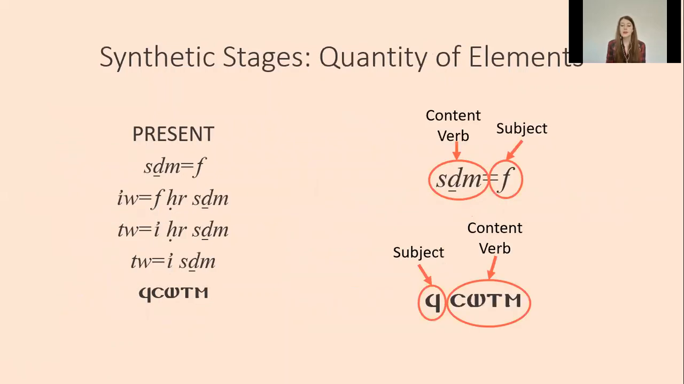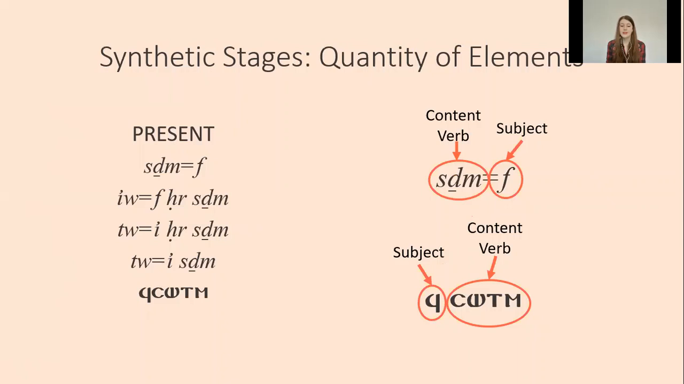Another way in which we can compare synthetic forms is through the quantity of the elements that they contain. So the more elements a form contains, the more analytic it is, and the fewer elements it contains, the more synthetic it is. Of the 17 verbal constructions that I've looked at, only 2 contain the same number of elements in their 2 synthetic forms.